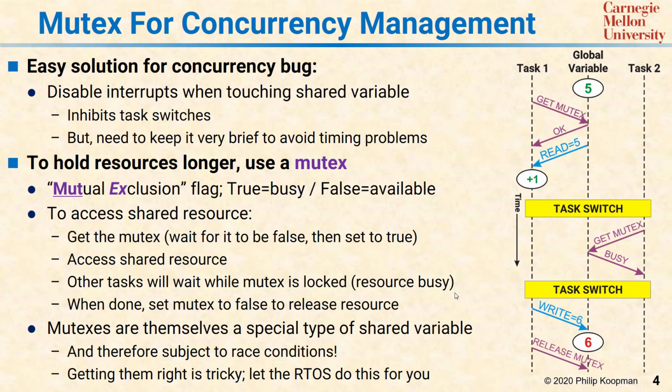But if you're doing something complicated, like you have a large data structure and you don't want to hang the processor up with the interrupts disabled for too long, you instead use the disable interrupts to set the mutex, re-enable interrupts, and now that the mutex is set, you can do whatever you want because you have exclusive use of the resource. And then when you're done with the resource, you release it by releasing the mutex, just setting it back to false, and now some other task can use it.